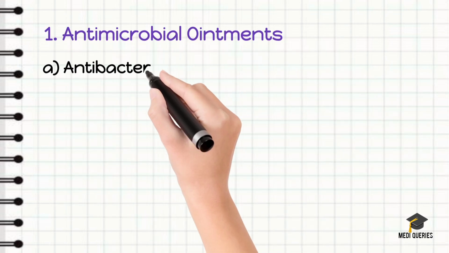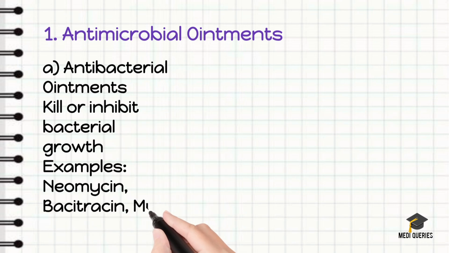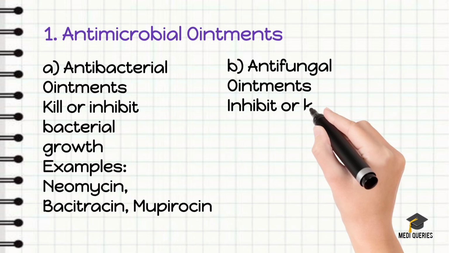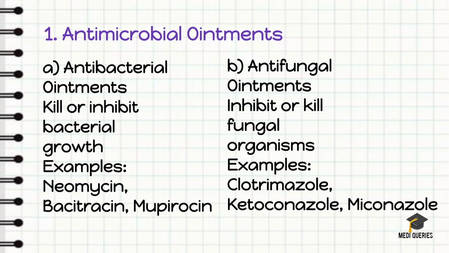First type of ointment is the antimicrobial ointment. They are mainly used to prevent or treat infections caused by microorganisms like bacteria, fungi and viruses. The ointments used to treat bacterial infections are called antibacterial ointments. So they are used to kill or inhibit bacterial growth. Examples: neomycin, bacitracin, mupirocin.